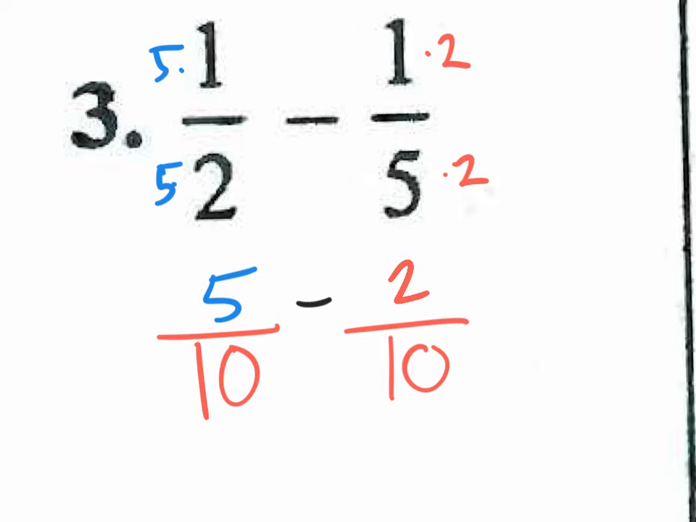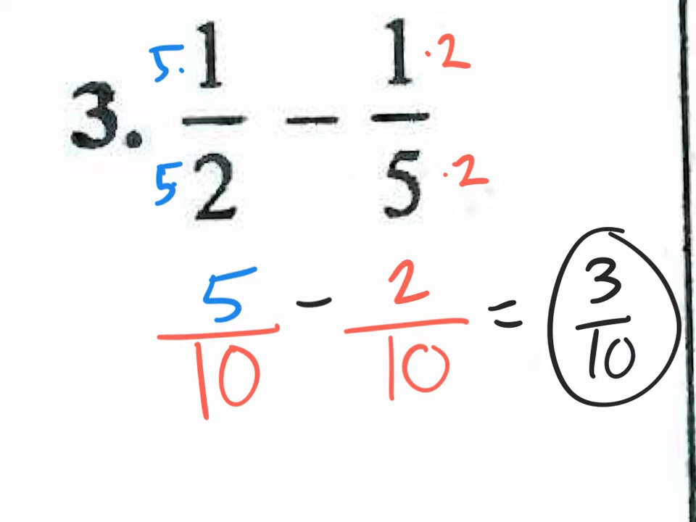A 2. All right, so now that we have a common denominator, we could actually get our final answer, which is what? It'll be 3 over 10. And you cannot simplify.